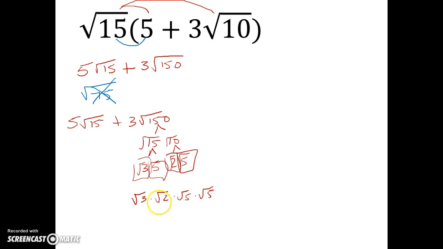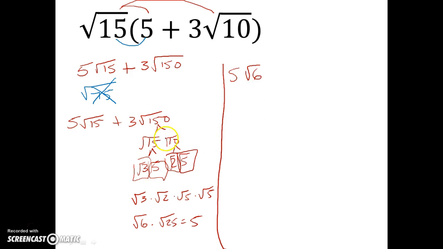I have a pair here, so I know that this is going to be root 6 times root 25. The square root of 25 is 5. So my final answer will be 5 root 6. That's the simplification for this first one. Okay, so I have 5 root 15 plus 3 times 5 root 6.